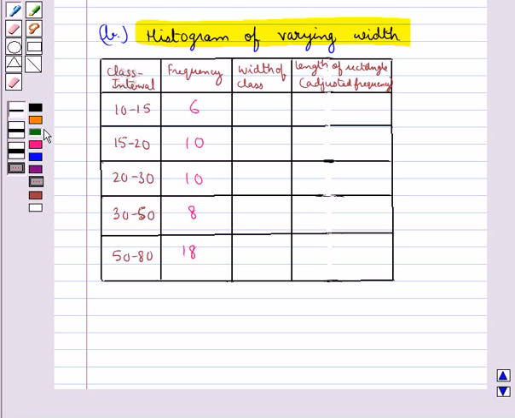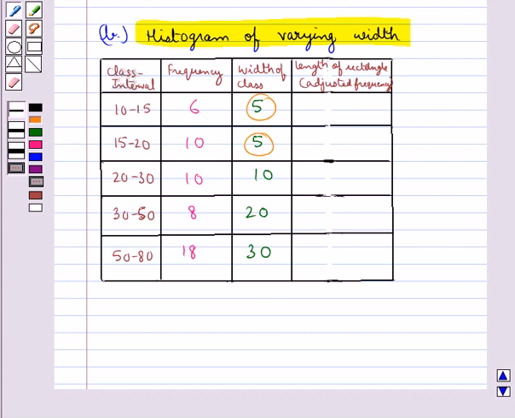Now let's write the width of the class for each class interval. For the first one, it's 5, 5, 10, 20 and 30. Next we shall select a class interval with the minimum class size. As you can see, the minimum class size is 5. So what we do is, the lengths of the rectangles are modified to be proportionate to the class size 5. So now we will find the length of the rectangles, that is the adjusted frequencies, or you can say the new frequency.